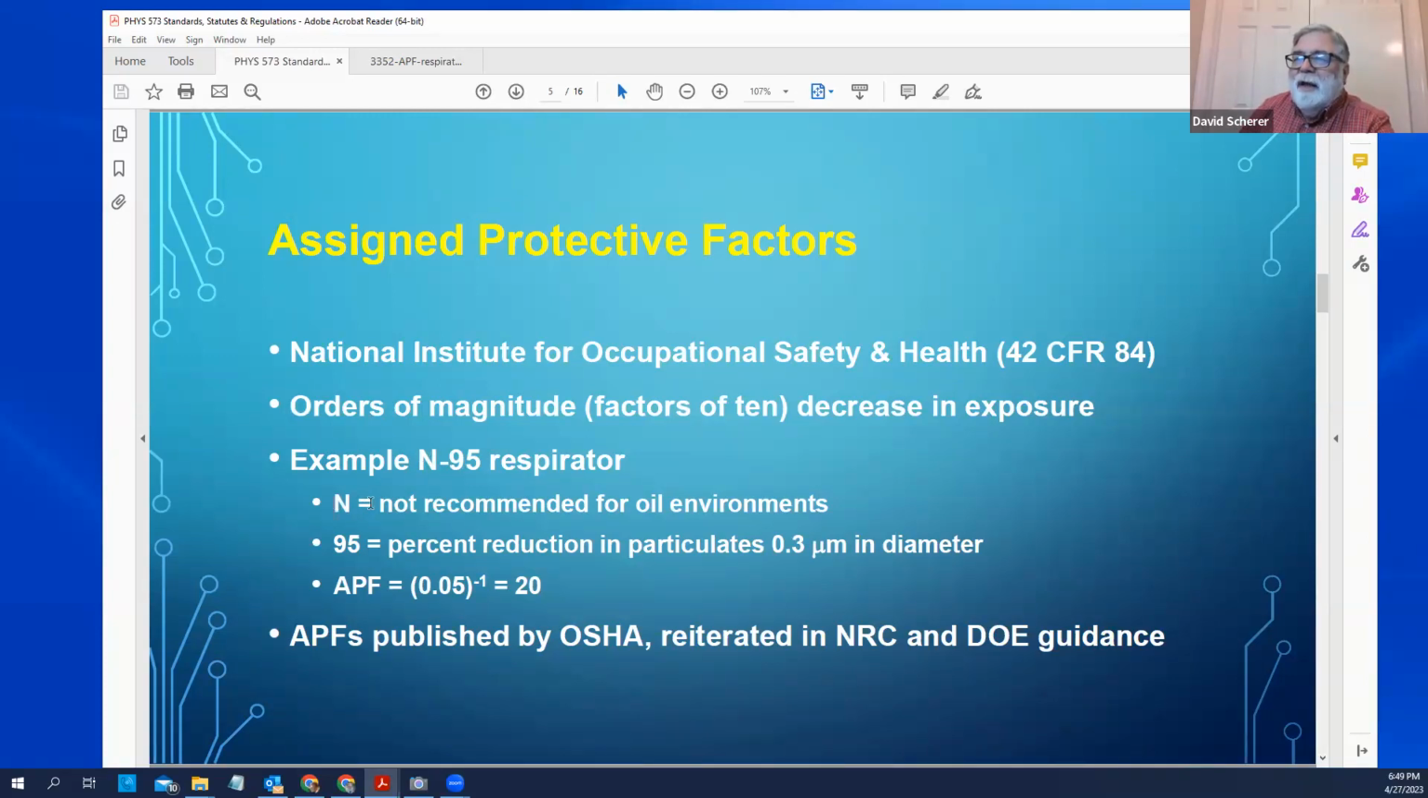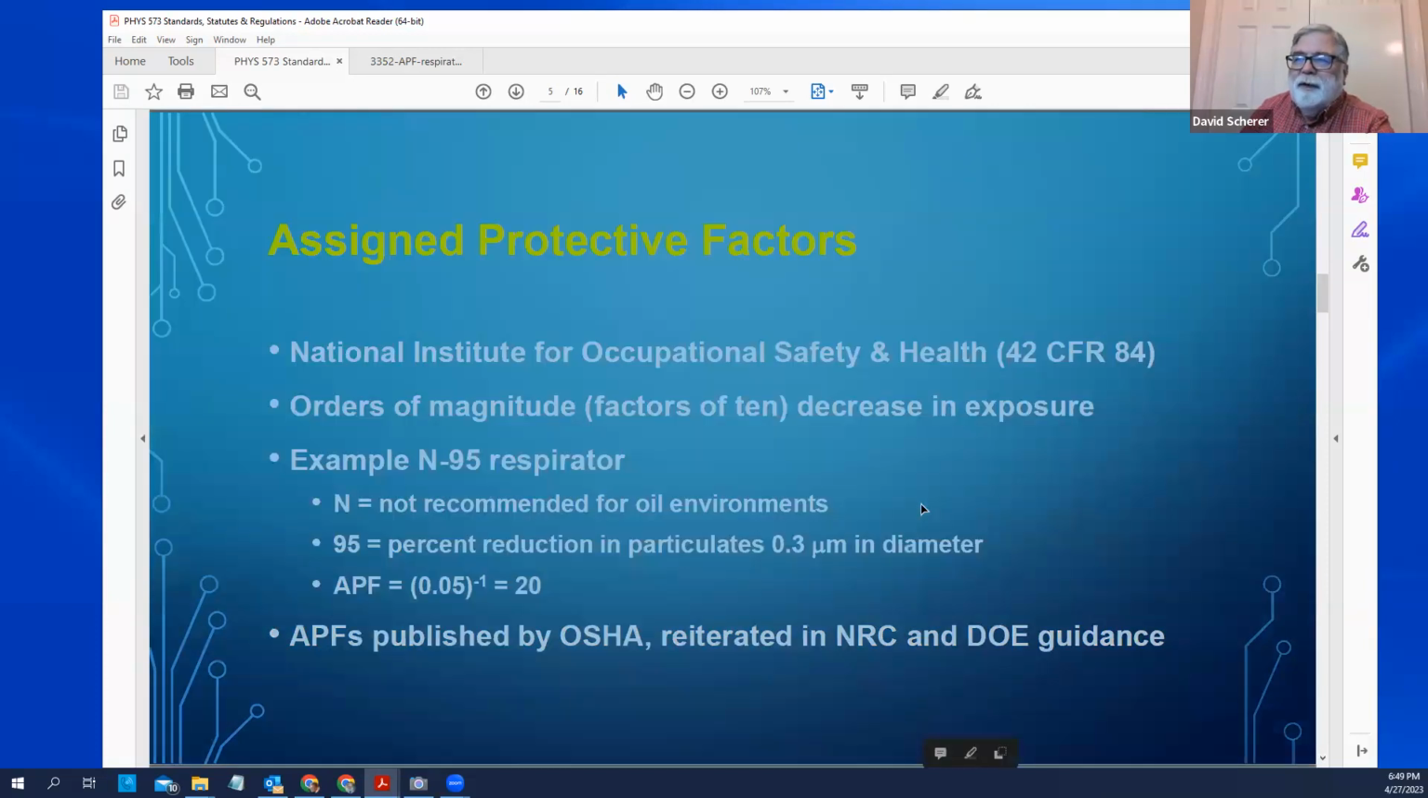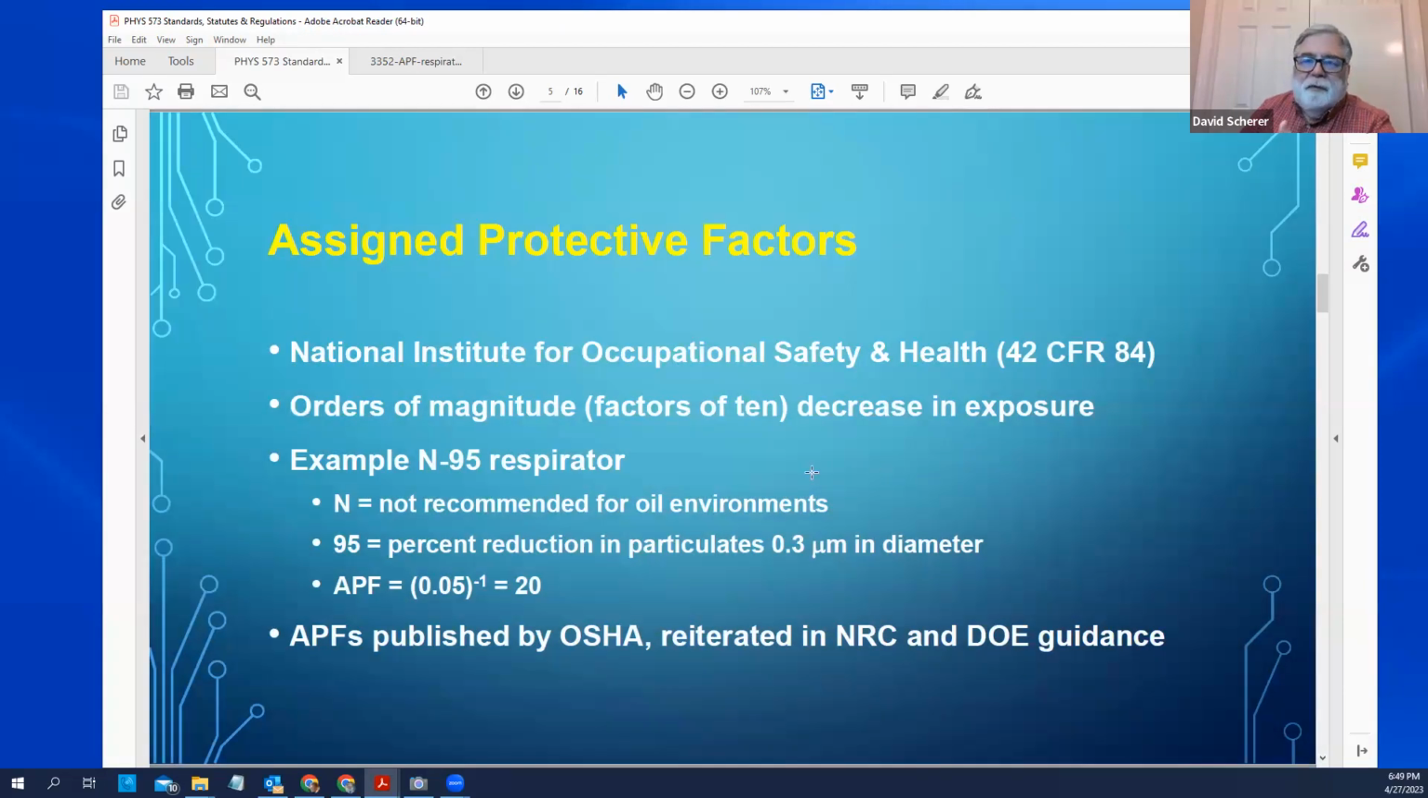In this case, the N means not recommended for oil environments. It will break down or become less effective if it's used in an environment where hydrocarbons are in the atmosphere. The 95 means it has a 95% reduction in particulates, and 0.3 microns is the diameter they use for reference. So if there's a 95% reduction, that means the amount transmitted is 5%.